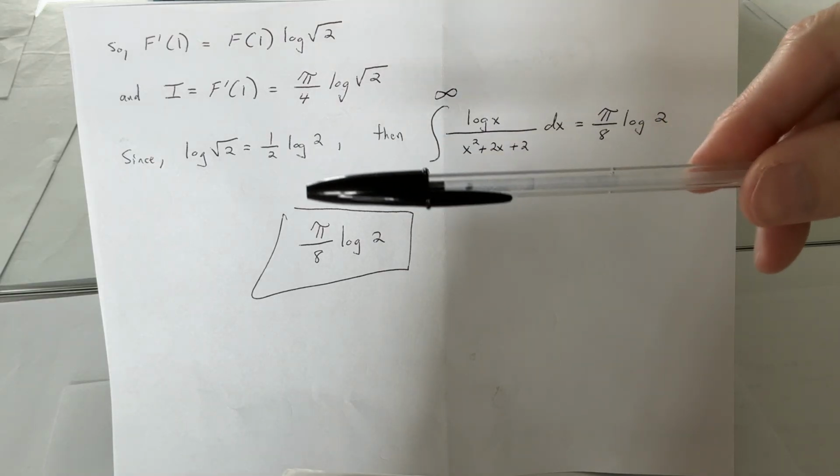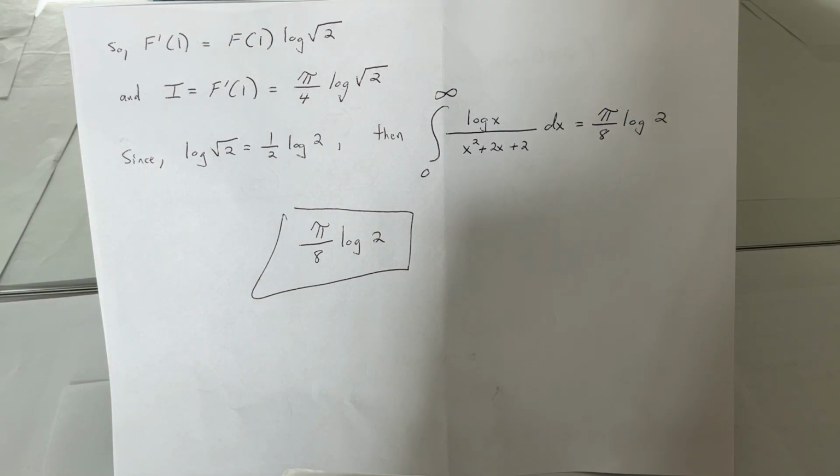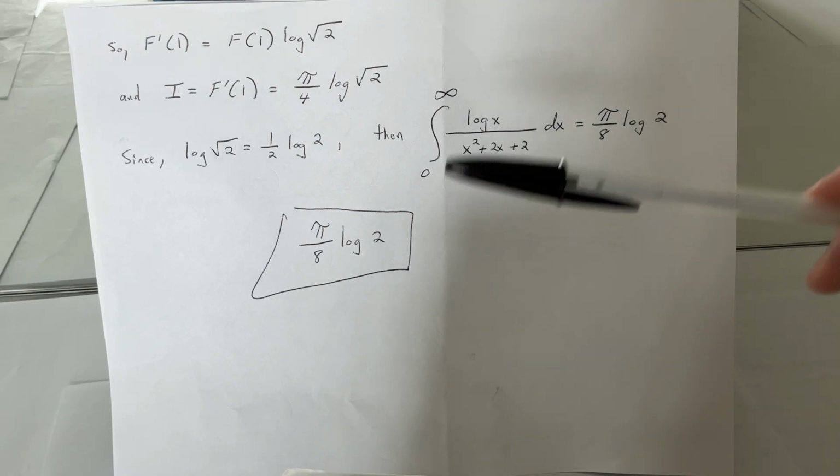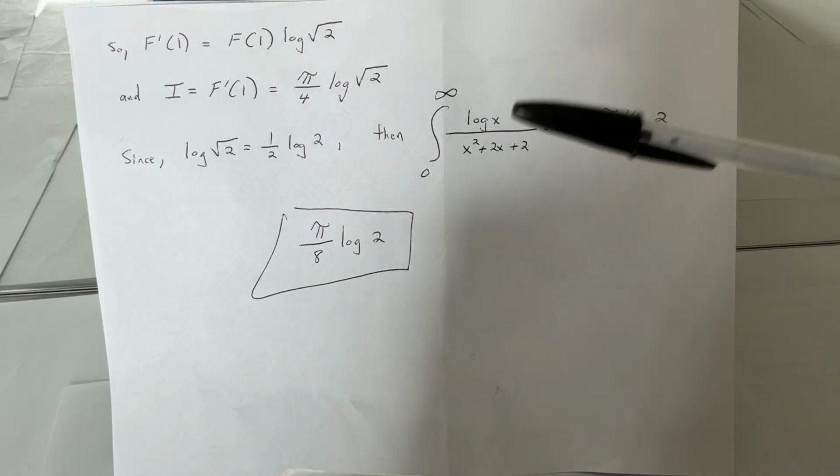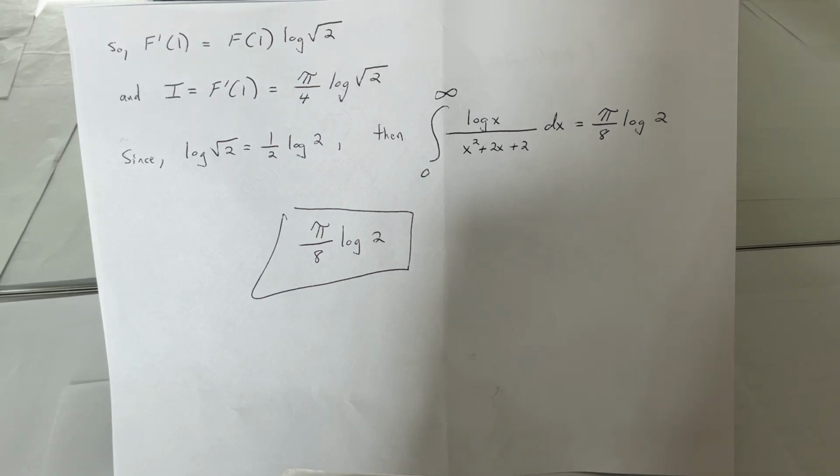And since log square root of 2 is 1/2 log 2, then this integral from 0 to infinity, log x divided by x squared plus 2x plus 2 dx, equals pi over 8 times log 2. So we wind up with pi over 8 times log 2. Okay, so that's all for this practice exam in complex analysis. Thank you very much and have a great day.